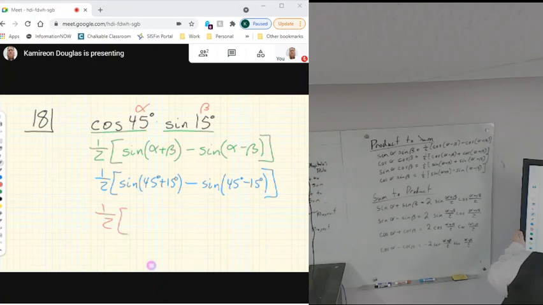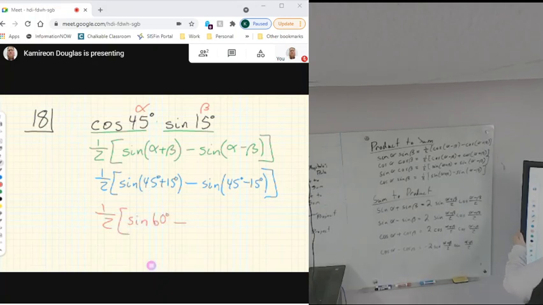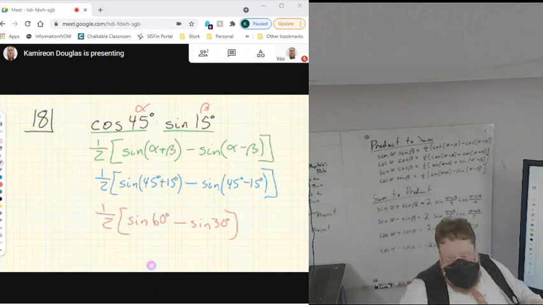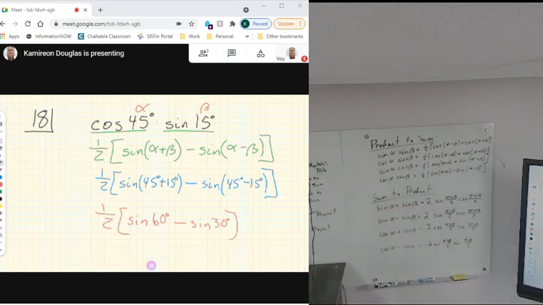1/2 bracket sine of 60 degrees minus sine of 30 degrees. The cool thing about what we just did was that both these pieces are in the unit circle, meaning I can do this by a calculator. Whereas in the previous one, one of them was, the other is not on the unit circle, so you have to do more work or rewrite. From here, I'm going to plug in for the unit circle and start getting to my final solution.